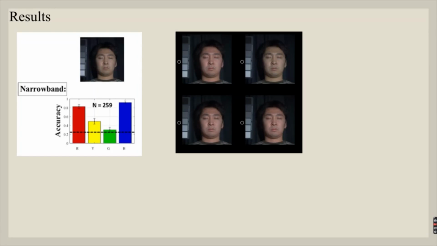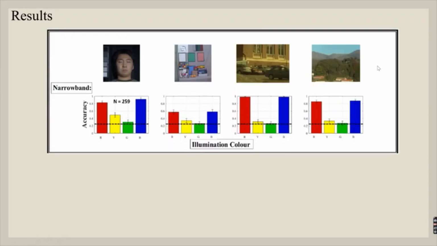As a result, the proportion of correct responses, or as we named it on the y-axis, accuracy, should be significantly higher than the chance level, which is shown here by the dashed line. As you can see from the bar chart, the participants responded above chance level for this scene on the red, yellow, and blue narrowband illuminant colors. We got almost the same result for other scenes on the narrowband illuminants, which shows that our algorithm didn't work for narrowband ones. However, those narrowband illuminants are rare in the natural environment.